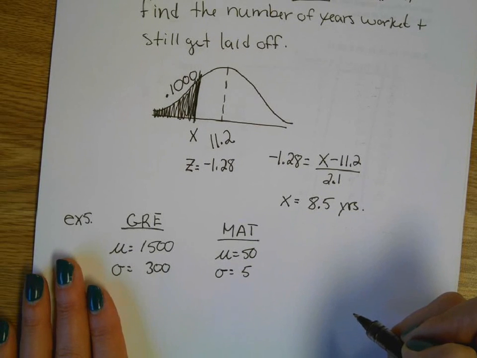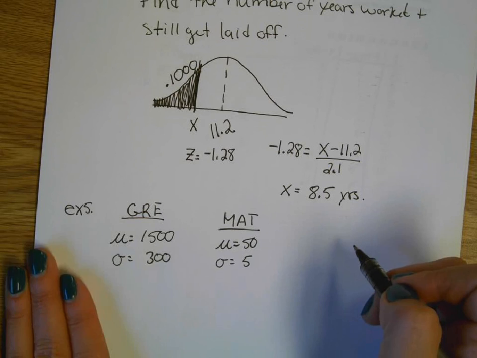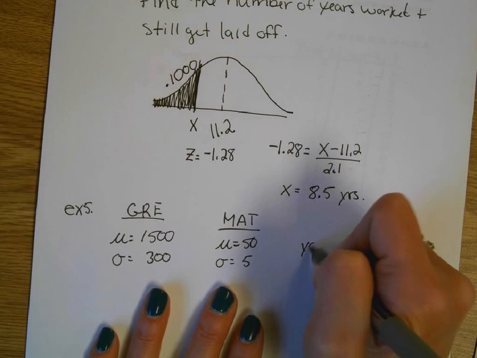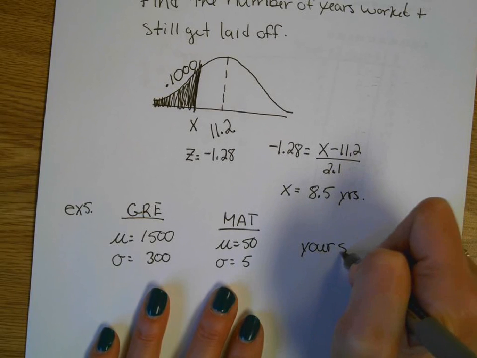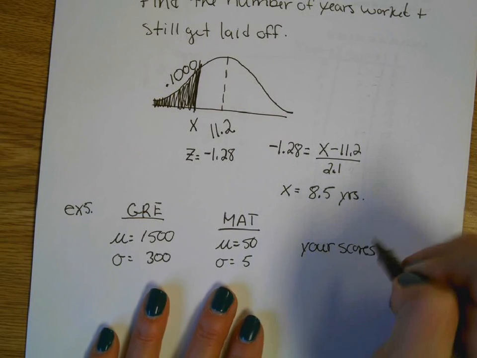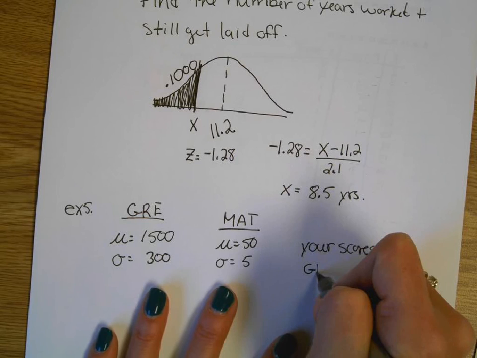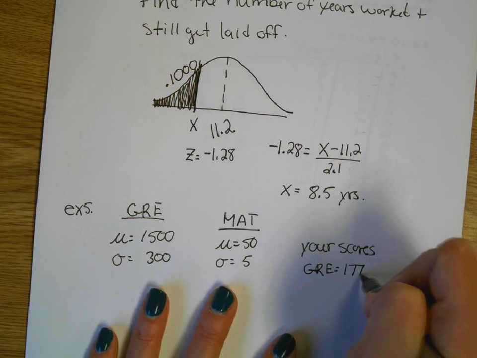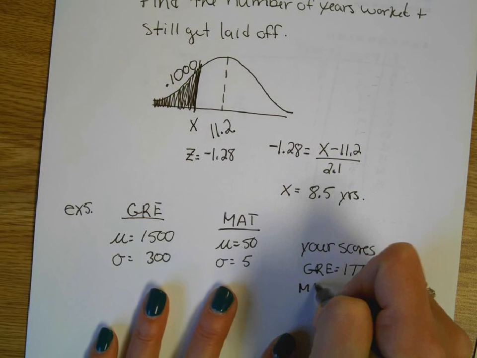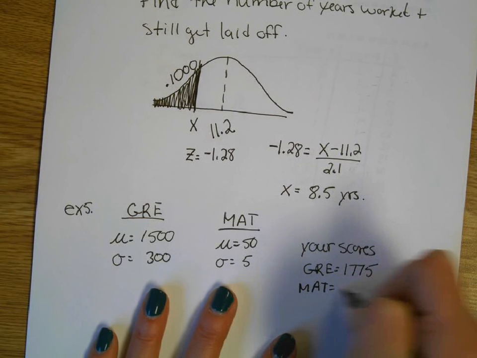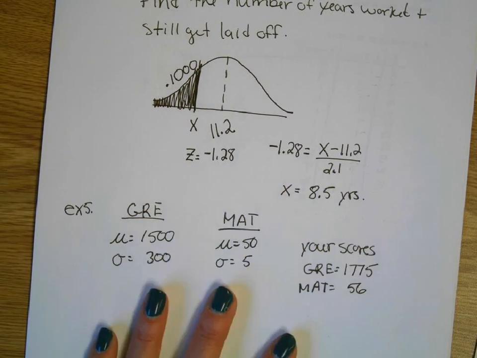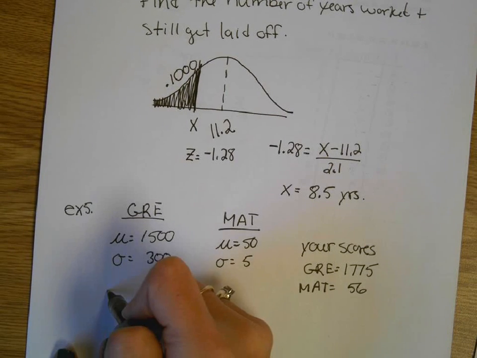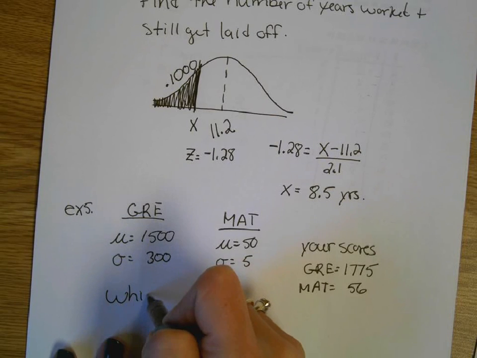So different schools require one test or the other. You're not sure which school you're going to, so you take both of them. So your scores are a GRE of 1775 and a MAT of 56. My question is, which score is better? Verify your answer.